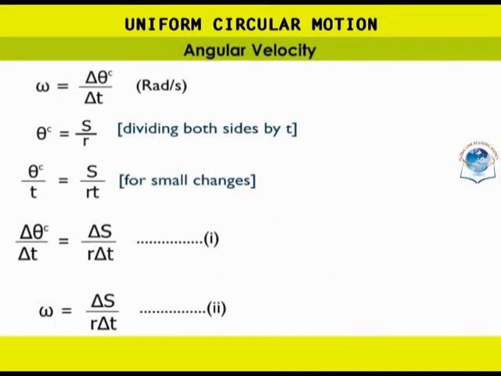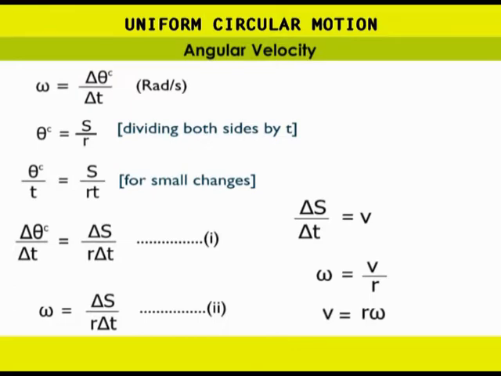Again, recall in linear motion that delta s over delta t is equal to v, where v is the linear velocity. Substituting this in equation 2, we shall have angular velocity is equal to v over r. Rearranging that, we shall have v is equal to r omega.